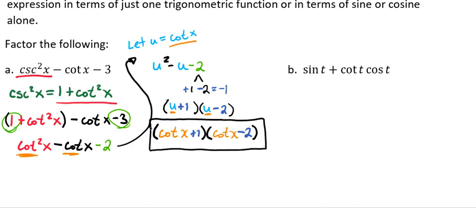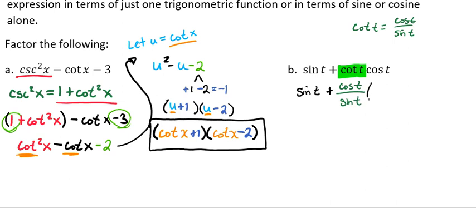Take a look at letter B. Here we have the sine of t plus the cotangent of t times the cosine of t. In this particular case, we're going to rewrite our cotangent in terms of sine and cosine. Because recall that the cotangent of t is really the cosine of t divided by the sine of t. So what we have is the sine of t plus the cosine of t divided by the sine of t, times the cosine of t.